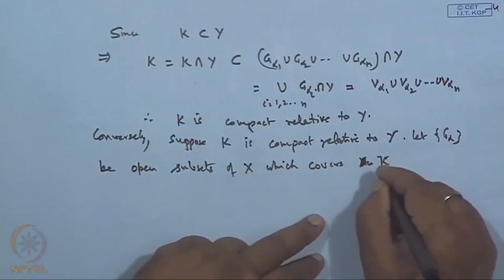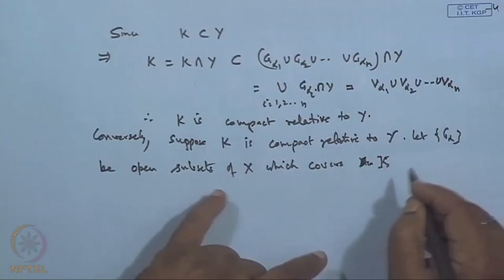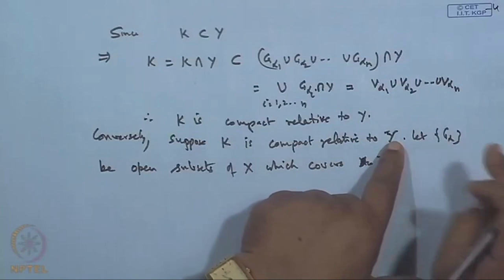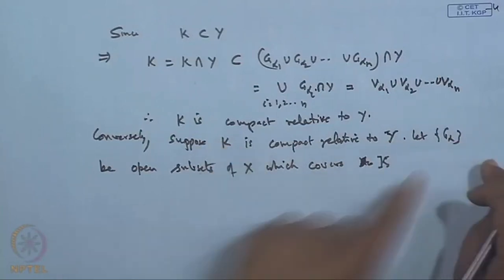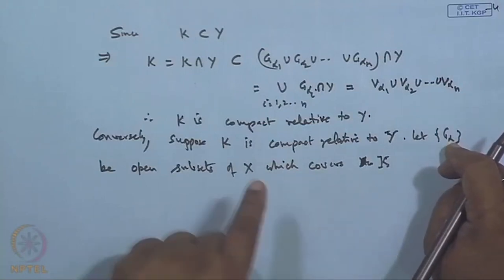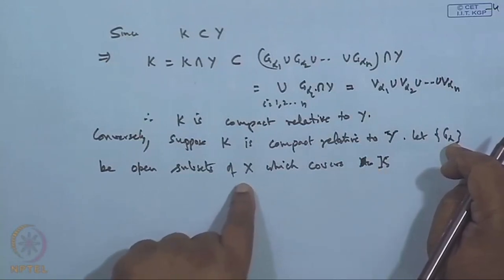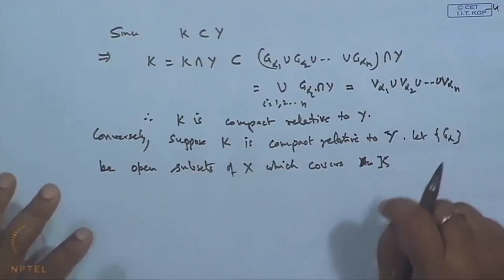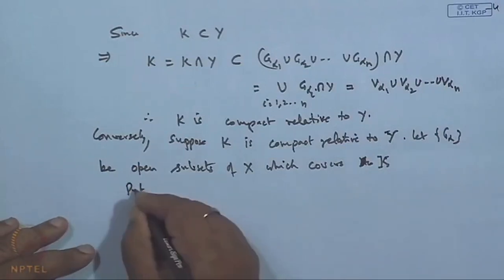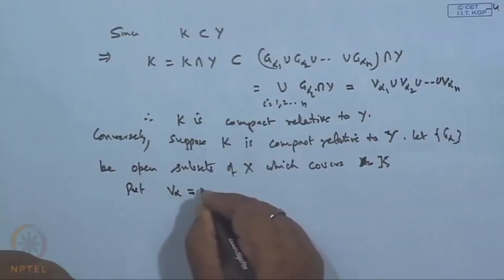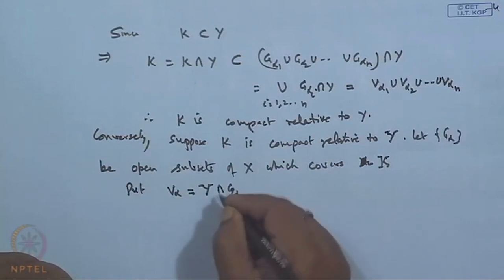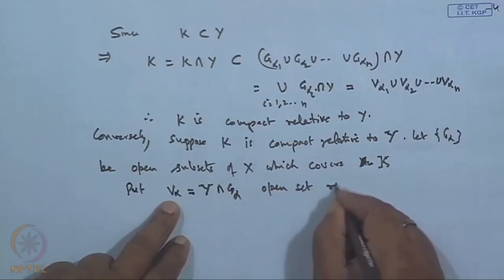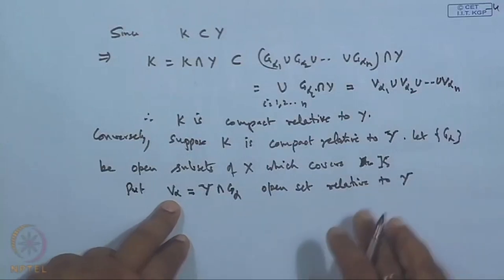K is compact with respect to Y. What we want is to show K is compact with respect to X. So let us take an open cover G alpha of K. If we prove that this open cover, consisting of open sets with respect to X that cover K, has a finite subcover, then obviously K will be compact with respect to X. So let us put V alpha as the set Y intersection G alpha. Y is a subset of X, G alpha is an open set, so this V alpha will be open relative to Y because of the previous result.